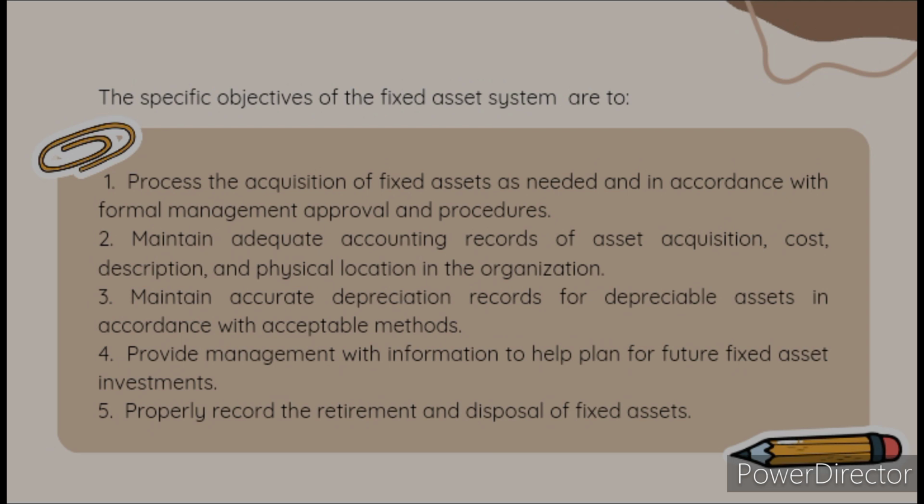Number five, properly record the retirement and disposal of fixed assets. Properly recording the retirement and disposal of fixed assets involves accurately documenting the removal or sale of assets from the organization's books. This includes recording any gains or losses from the disposal, updating depreciation records, and ensuring compliance with accounting standards and regulatory requirements. It allows for transparent reporting of asset transactions and helps maintain the accuracy of the organization's financial records.